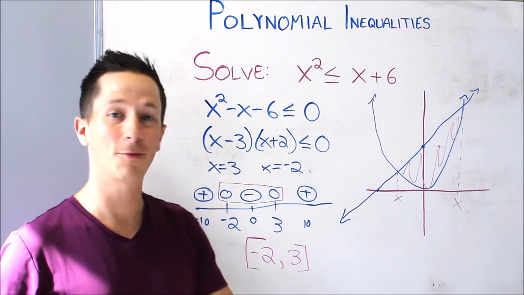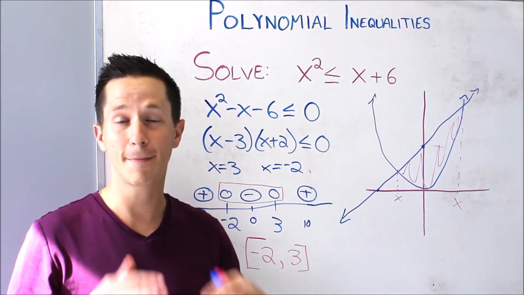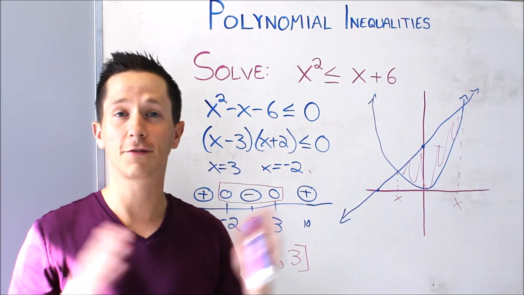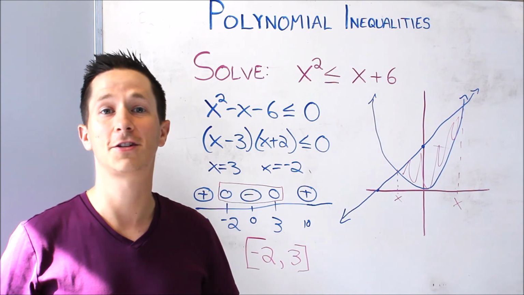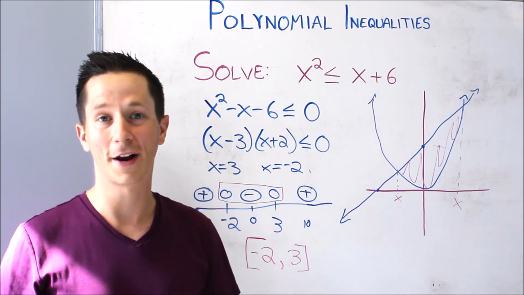So hopefully that was helpful. Move everything to one side, compare it to 0, find the values that make it 0, and then test intervals, the intervals around those values to determine whether your equation becomes positive or negative.